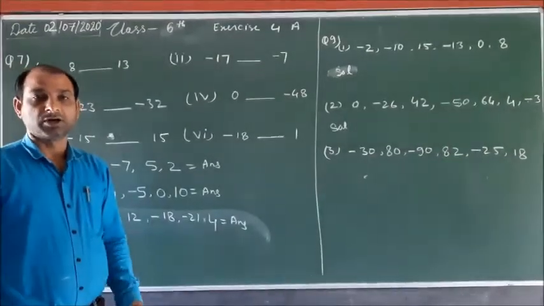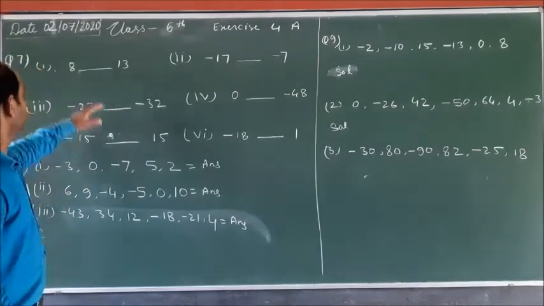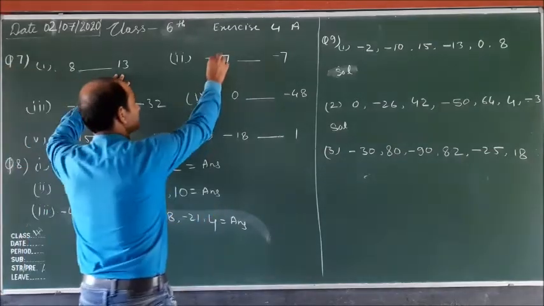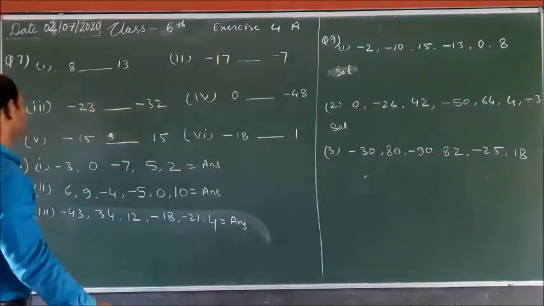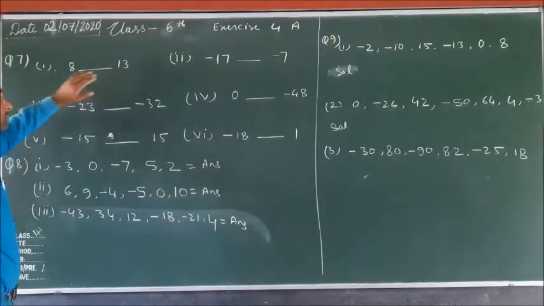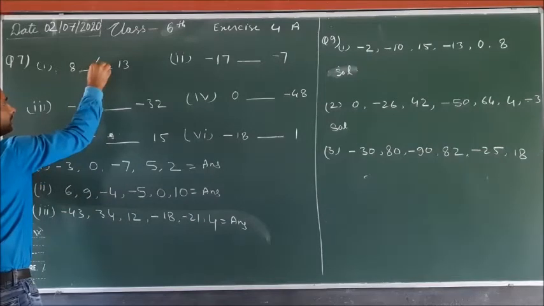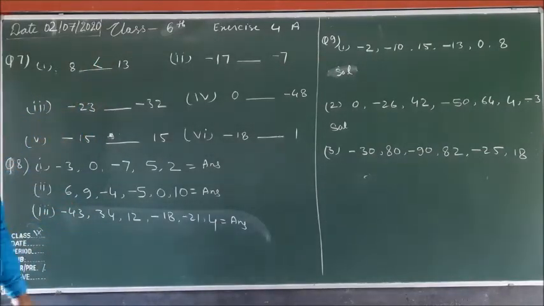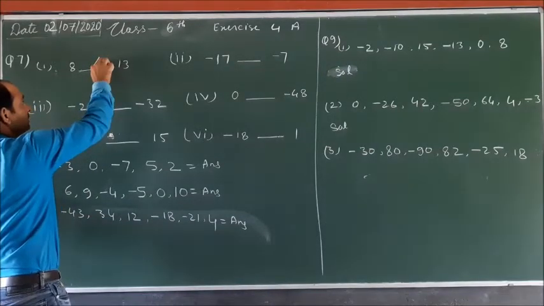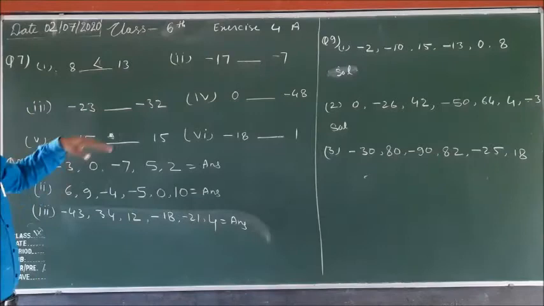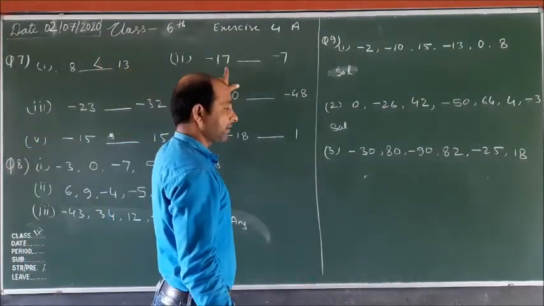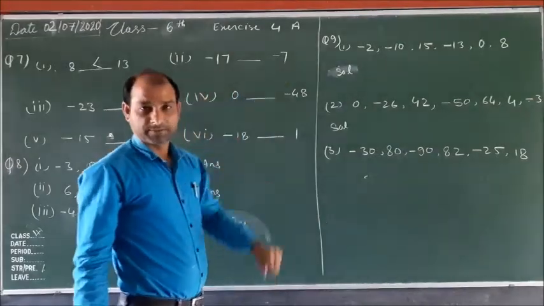Compare, right, smaller or greater. Here, which number is greater and which number is smaller? So we put the sign here. These two numbers are positive integers, so 13 is greater. The open face of this sign is always on the greater side. So here, minus 13, minus 17 and minus 7.